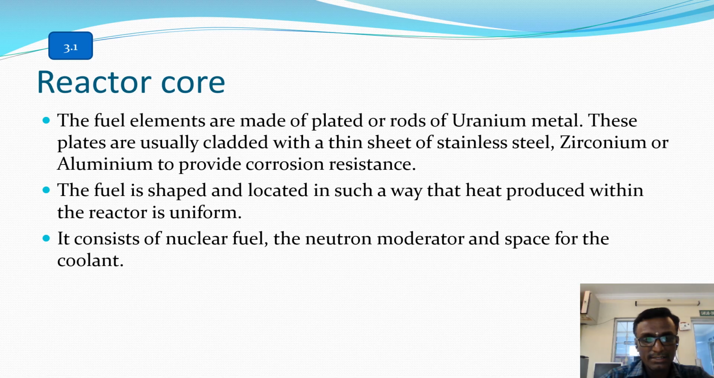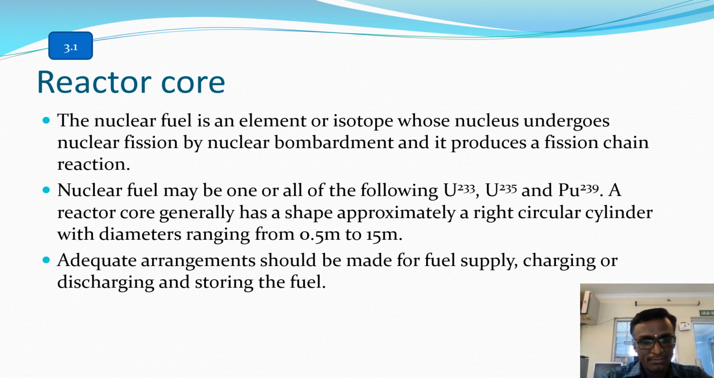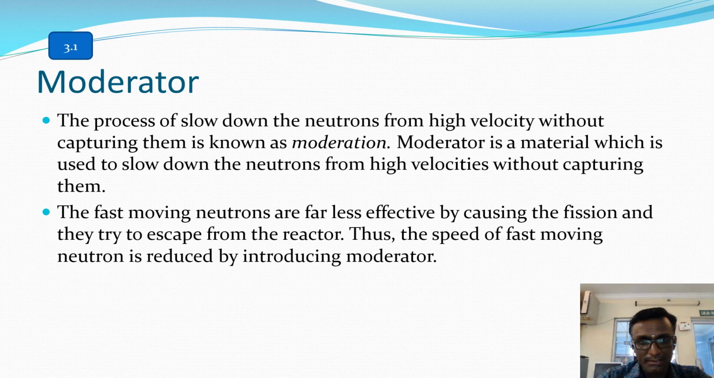So as you can see here, the reactor core consists of the nuclear fuel, the neutron moderator, and the space for the coolant. The nuclear fuel is an element or an isotope whose nucleus undergoes nuclear fission by nuclear bombardment, and it produces a fissionable chain reaction. So adequate arrangement has to be made for the fuel supply, as well as charging or discharging and the storing of the fuel.